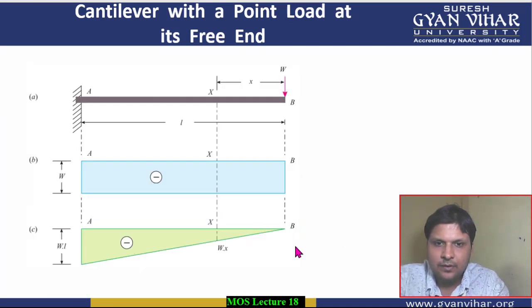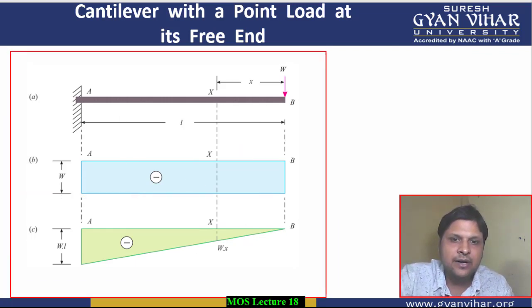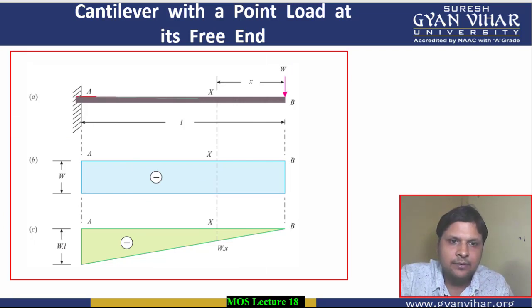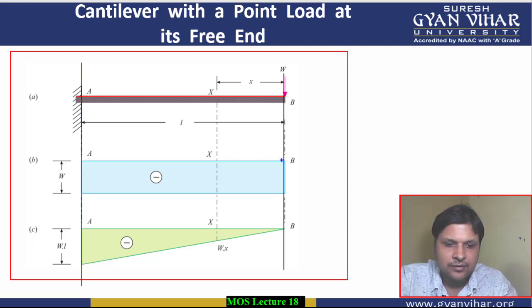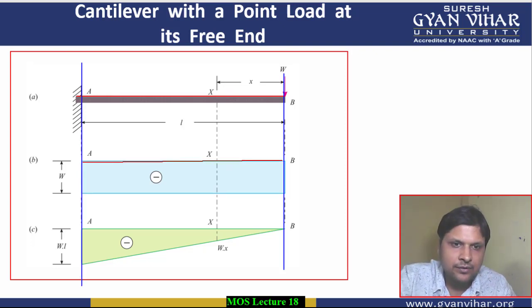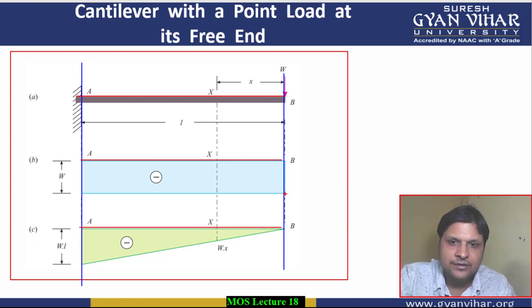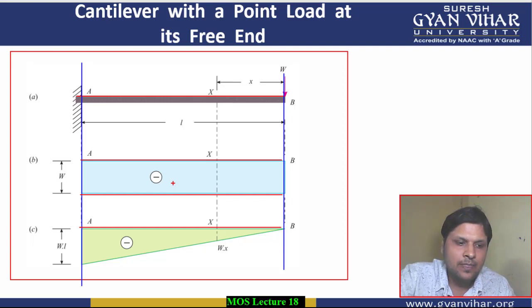Alright students, this is a zoomed diagram, the same diagram which I have drawn. First of all, this is a beam, and then we have drawn vertical lines from this beam. Then the baseline is drawn for shear force as well as bending moment. Since the shear force value is the same everywhere, a horizontal line is drawn, and since the value is negative, this line is below the baseline.